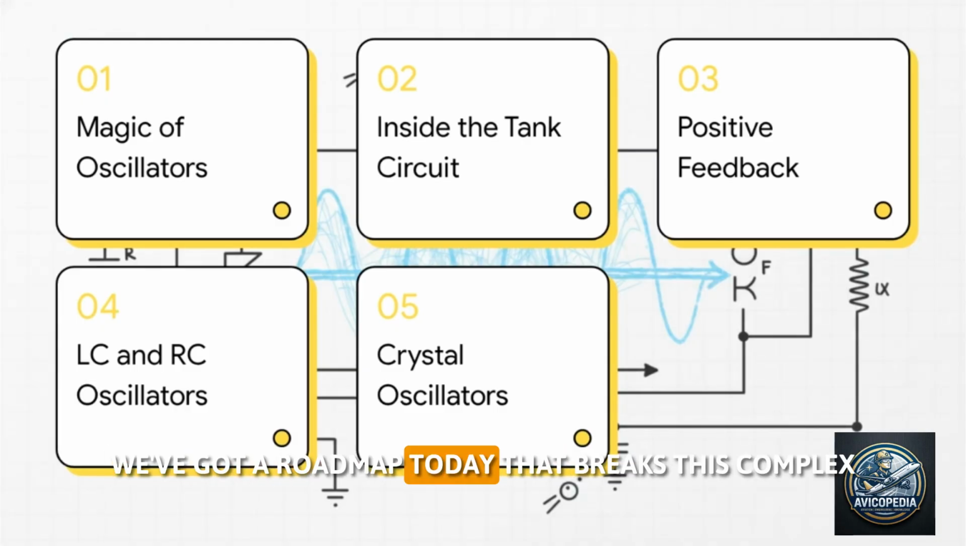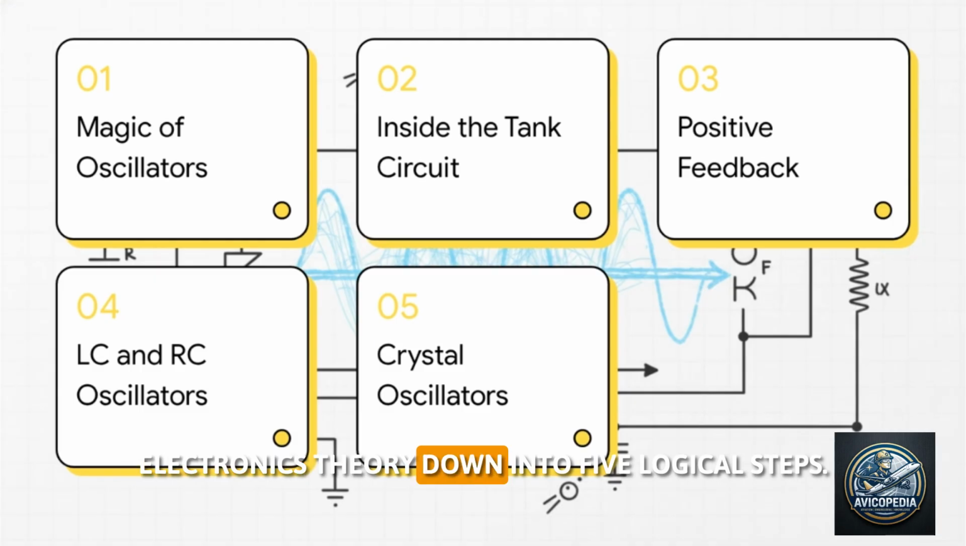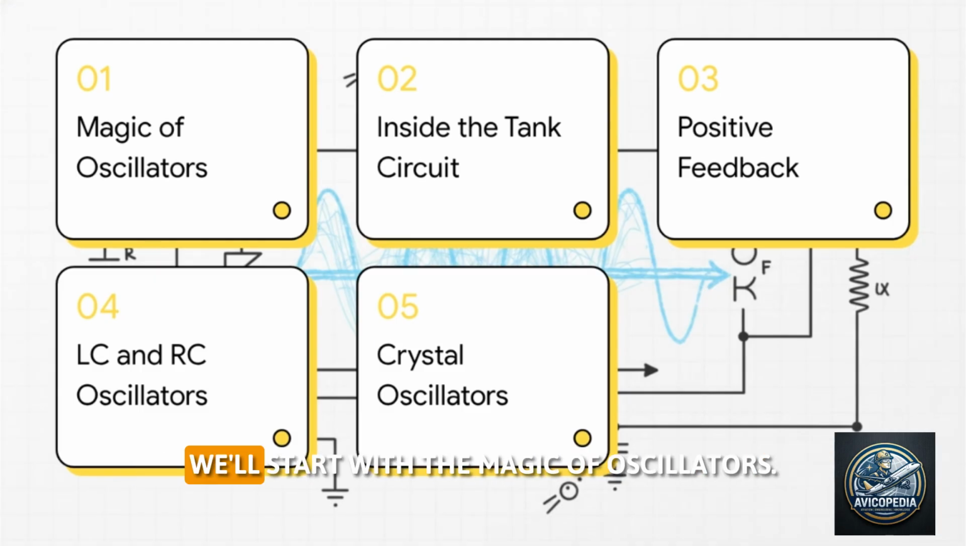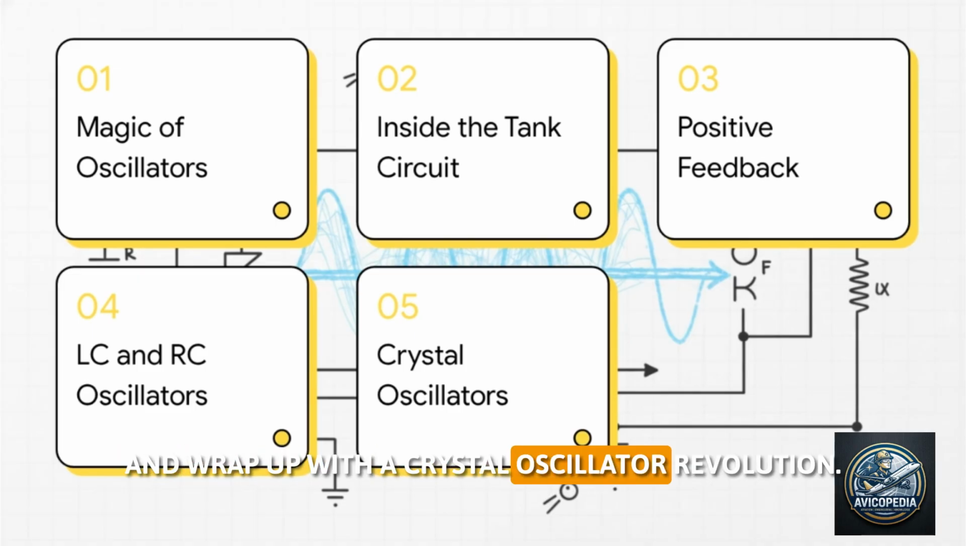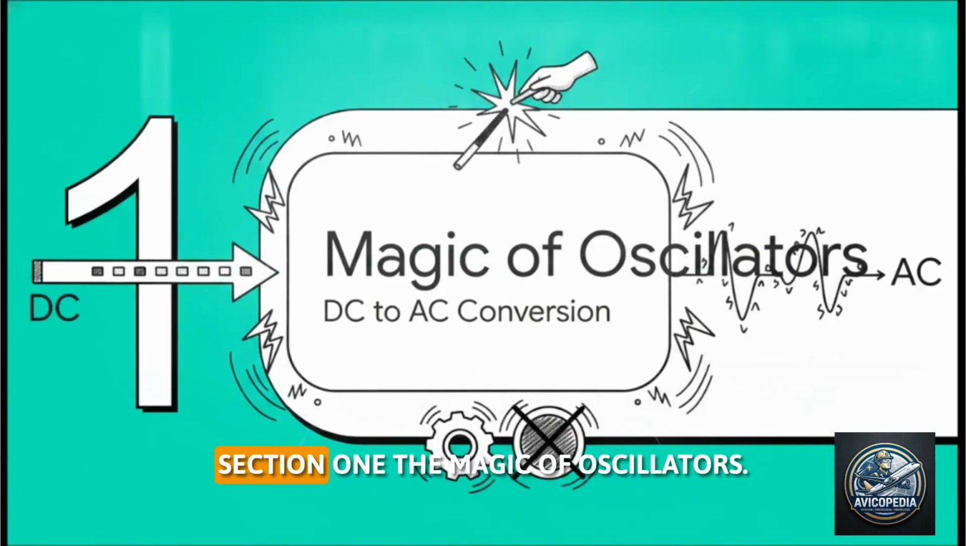Okay, let's dive right into this. We've got a roadmap today that breaks this complex electronics theory down into 5 logical steps. We'll start with the magic of oscillators, peek inside the tank circuit, explore the power of positive feedback, look at real-world LC and RC oscillators, and wrap up with a crystal oscillator revolution.